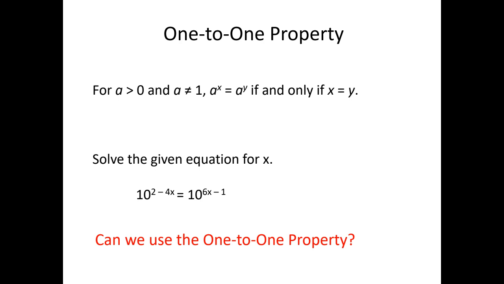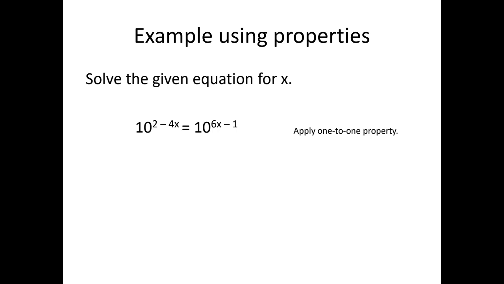The way we're going to do it is we're going to set our exponents equal to each other, because that's what the definition said: for us to use the one-to-one property, the exponent on the left has to be equal to the exponent on the right. So that's what I did here. I set the exponent on the left, which is 2 minus 4x, equal to the exponent on the right side, which is 6x minus 1. Now all I have to do is count on my friend algebra to solve for x.